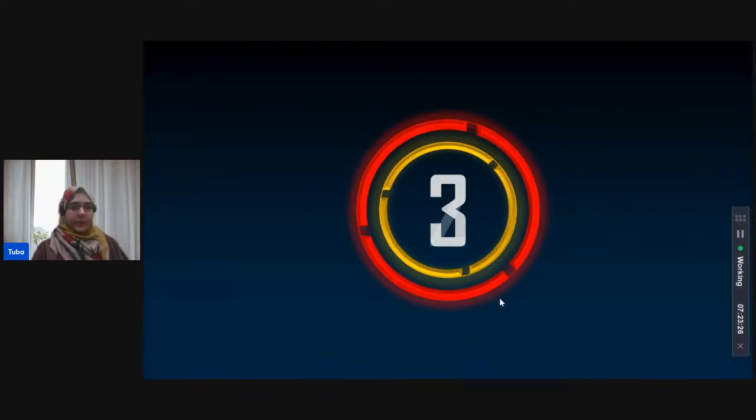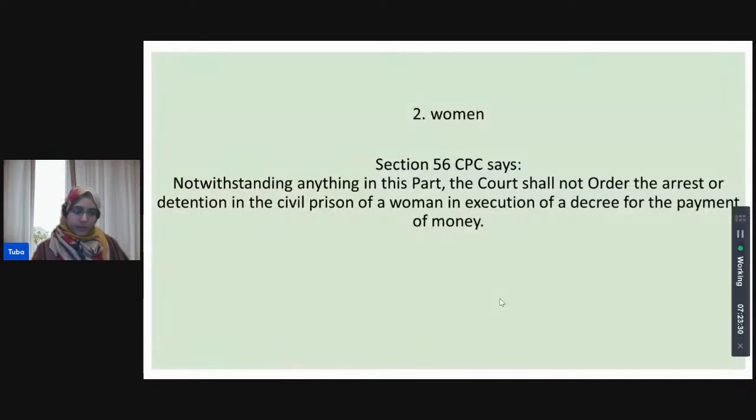Atidevya thinks it's just women, so not sick people or children. It is women. That is correct. Section 56 provides for it. Notwithstanding anything in this part, the court shall not order the arrest or detention in the civil prison of a woman in execution of a decree for the payment of money.